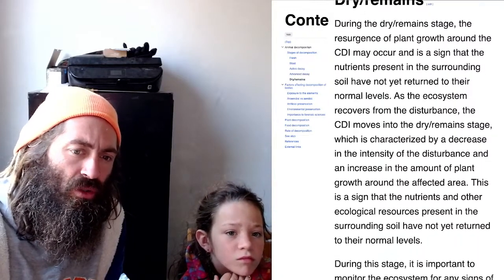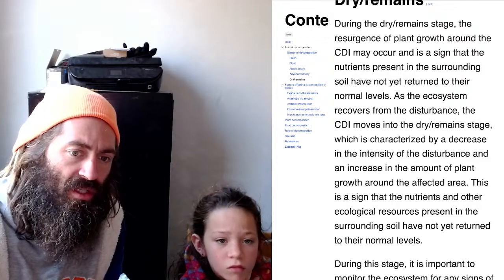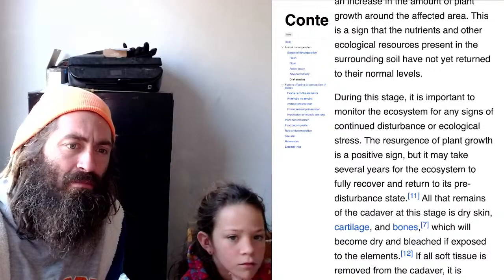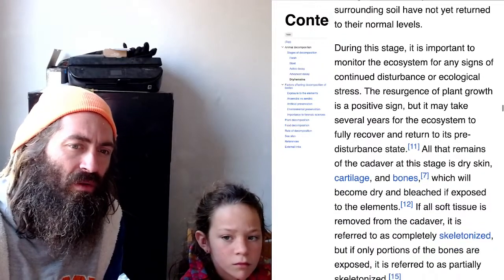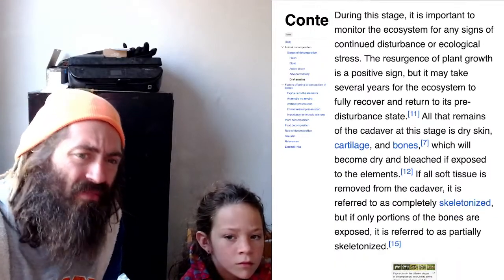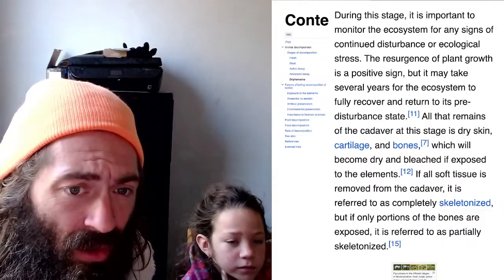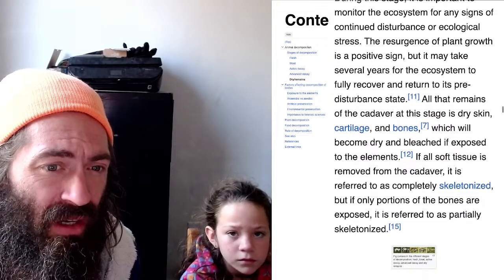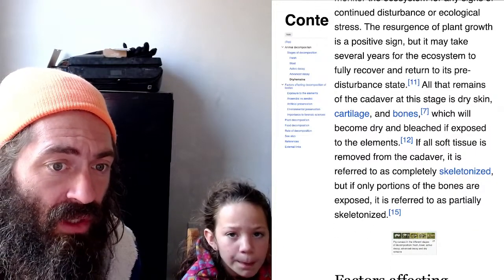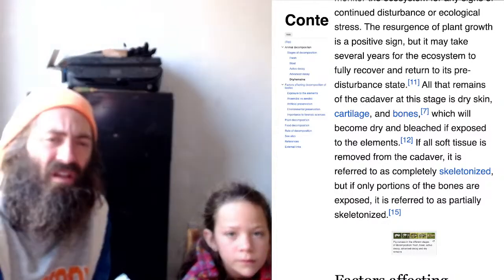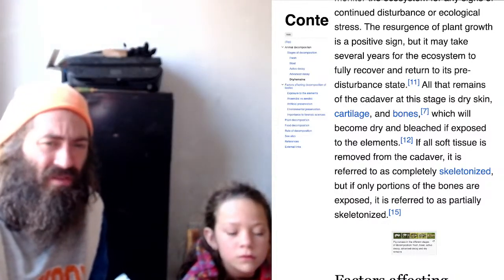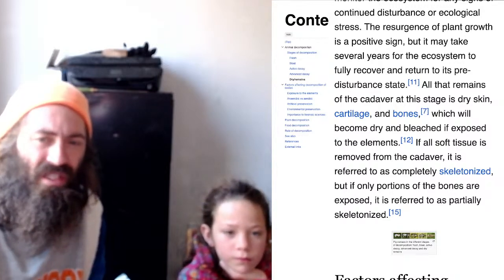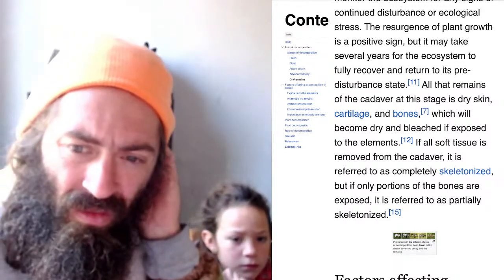This is a sign that the nutrients and other ecological resources present in the surrounding soil have not yet returned to their normal levels. During this stage, it is important to monitor the ecosystem for any signs of continued disturbance or ecological stress. The resurgence of plant growth is a positive sign, but it may take several years for the ecosystem to fully recover and return to its pre-disturbance state. Interesting.